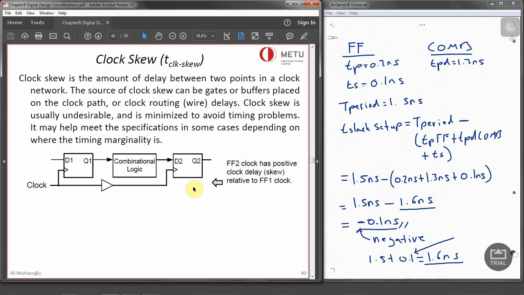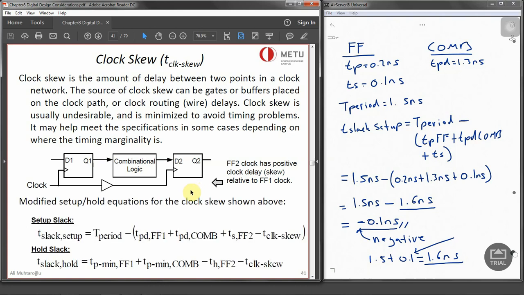throughout the circuit. And in order to do that, we modify the setup slack and hold slack equations. It's similar: T period minus TPD of flip-flop 1, the propagation delay, the combinational logic, the setup time of the second one, minus the clock skew. So we have to subtract the clock skew from this path because this is actually supplying the clock later on. And for the hold, we just need to subtract the clock skew from the complete equation.